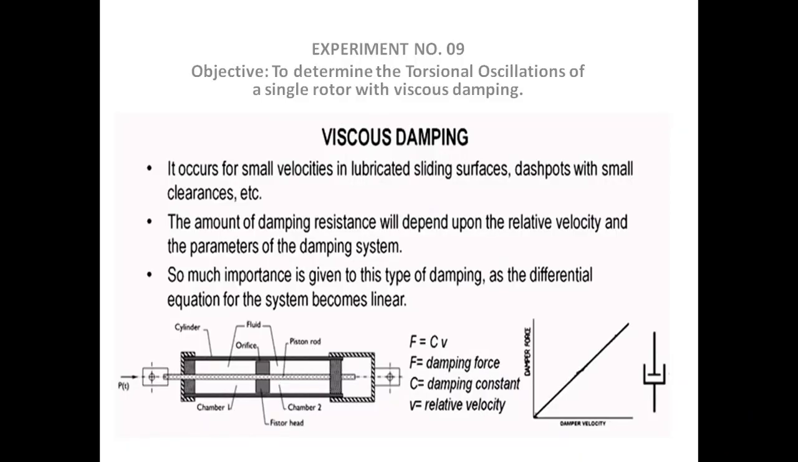The objective of experiment number 9 is to determine the torsional oscillations of a single rotor with viscous damping. Before performing the experiment, let us see what viscous damping is. We know that in viscous damping, a fluid medium such as oil or gas resists vibration and causes energy to dissipate. Because of the linear behavior of the viscous damper, we give it importance over the other types of damping.